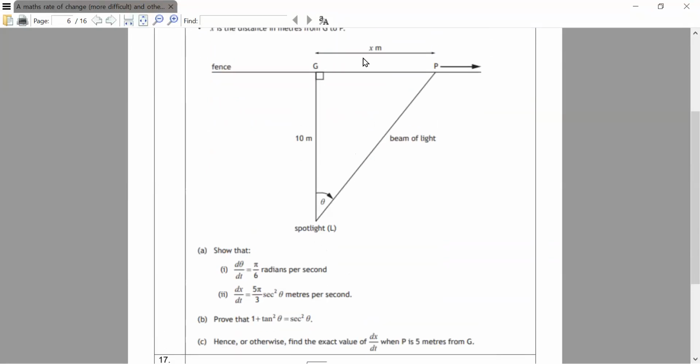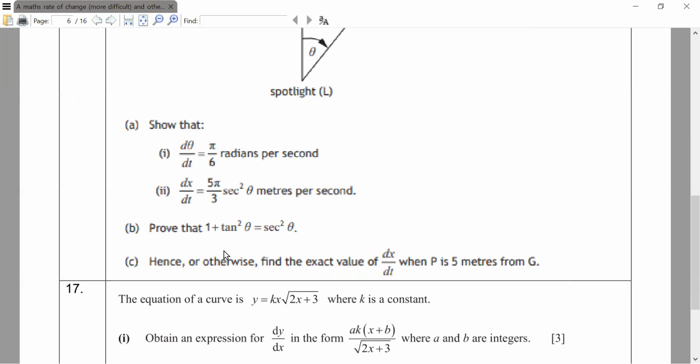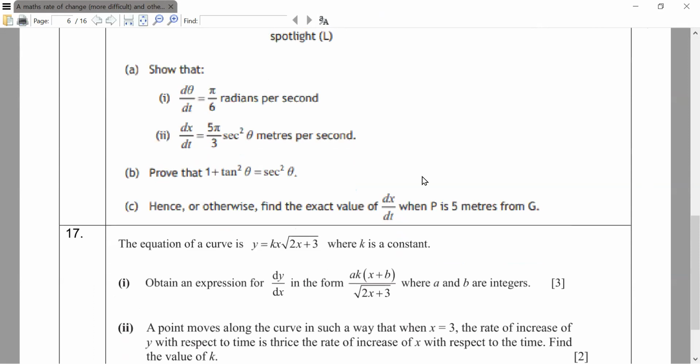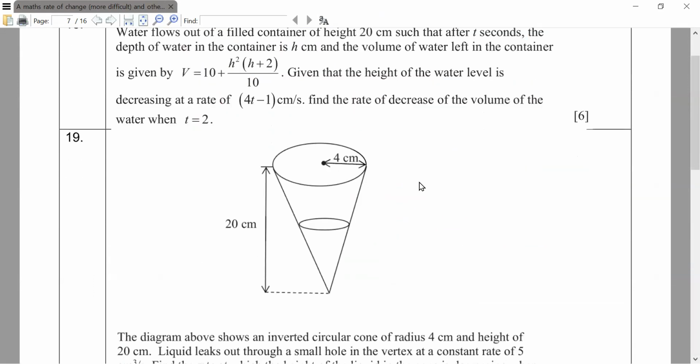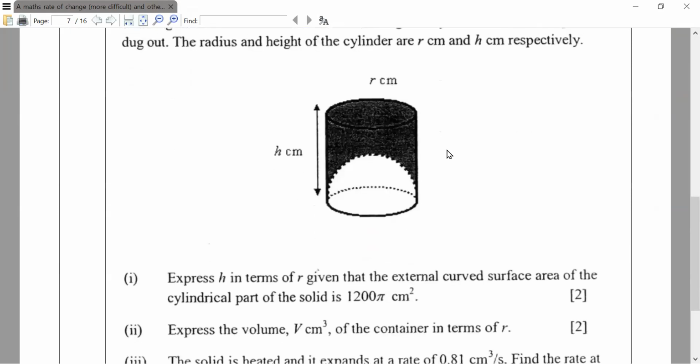Similar to the, so you see right angled triangles, definitely Pythagoras theorem will be involved. But this question is a bit more challenging because it involves a trigonometrical identity. You need to prove this, 1 plus tangent square equals secant square, before you can do the derivative. Okay, rate of change question. Okay, what else we have? Okay, all these are standard questions, blah, blah, blah.